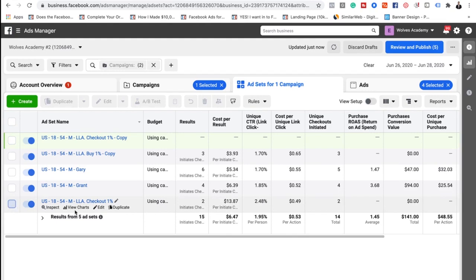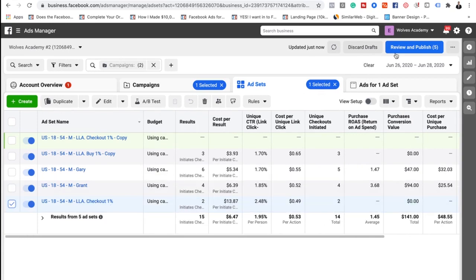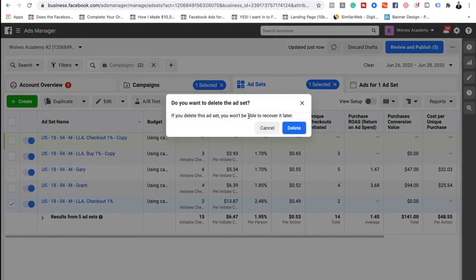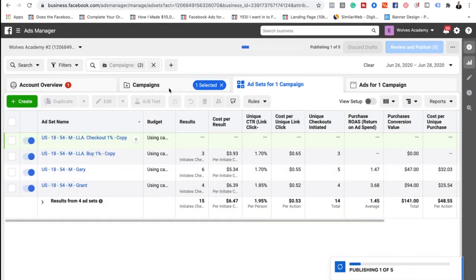So meaning, yeah, we're getting a cheap cost per click on this audience, but we're really not getting our desired results. So what we're going to do is delete this, and then go ahead and publish. It's too early to decide whether we're going to cut this campaign off.